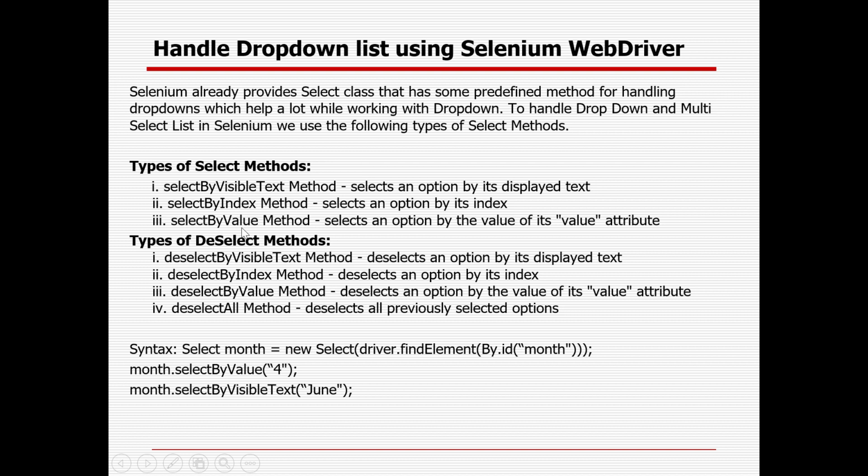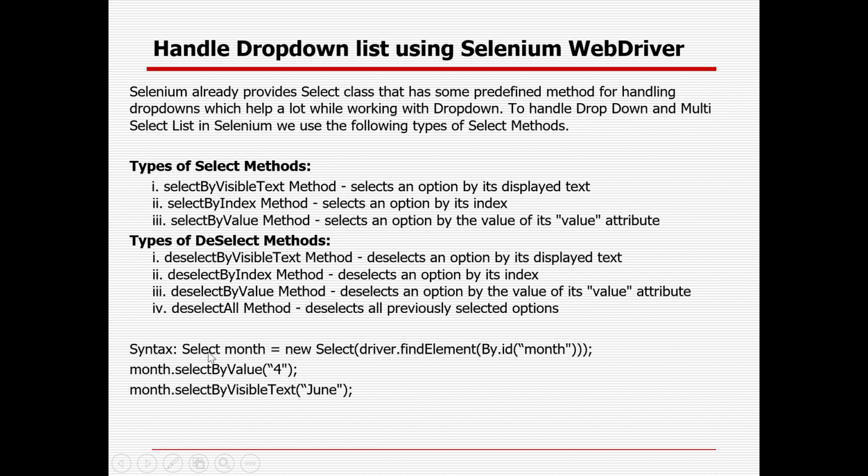Sometimes there can be two types of drop down. In one, we can select only one option, and sometimes, maybe in 1 or 2% of cases, you can find another drop down, a kind of combo box, where you can select multiple options at the same time. In case you are selecting, you can also deselect again, or deselect all. But in case only one option is there, you can simply select by visible text, index, or value.